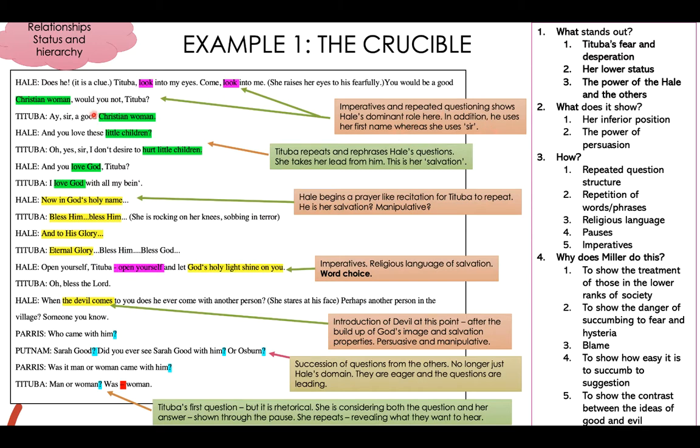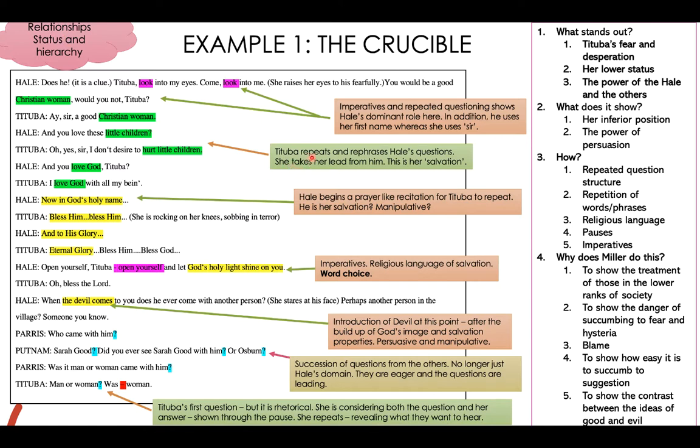So you notice here, when she's speaking to him, she calls him sir. So again, the choice to use Tituba, the choice to use sir, the choice to use imperatives, the choice to use questions, all these show you something. And that's really what you're doing. You're looking at the choices made by the playwright and you're asking yourselves, why have they been used and what do they reveal to me about characters, relationships, status and hierarchy?